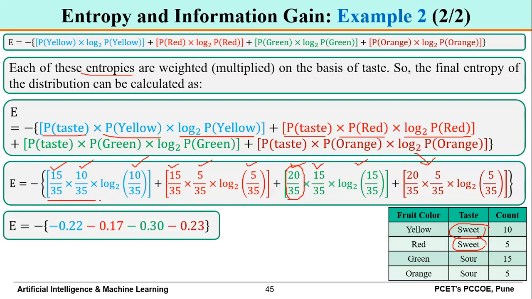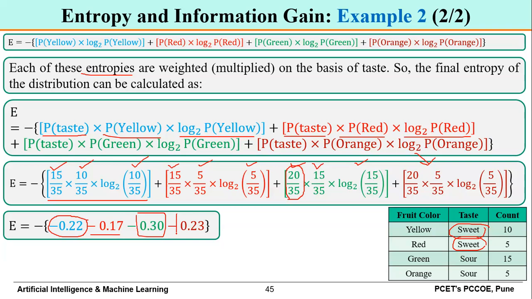So for yellow color we get an entropy value of minus 0.22. For red color it is 0.17. For green it is 0.3.